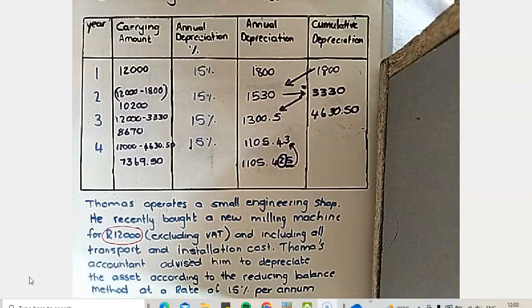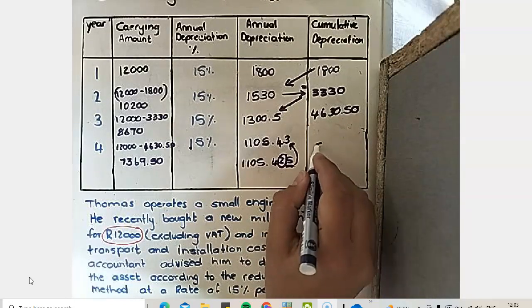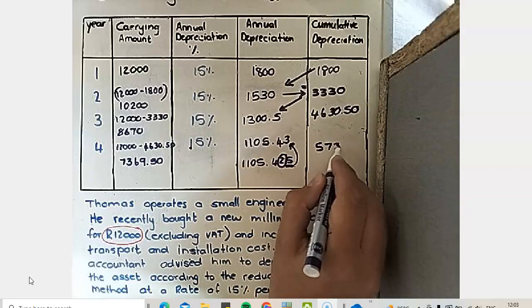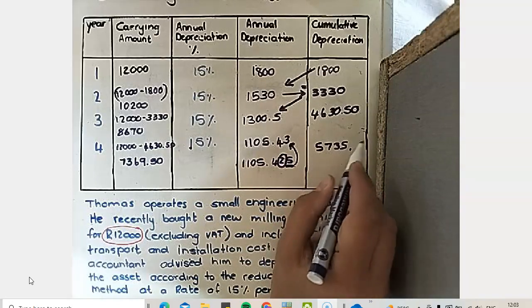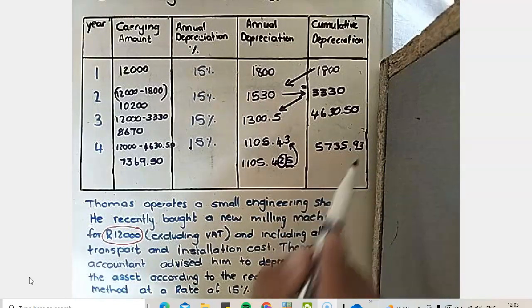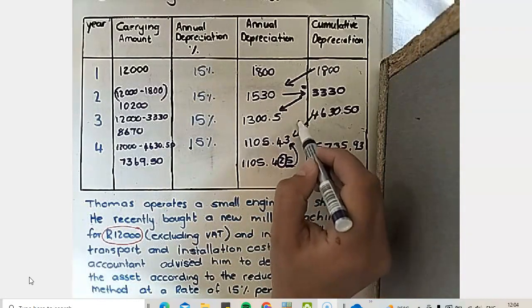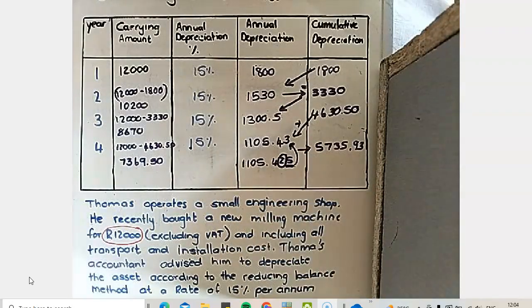So now you take your 1,105.43 plus 4,630 and 50 cents to equal your new accumulated depreciation as 5,735.93. Okay, that will be your new accumulated depreciation, and that's how you basically work out your diminishing balance method or the reducing balance method.